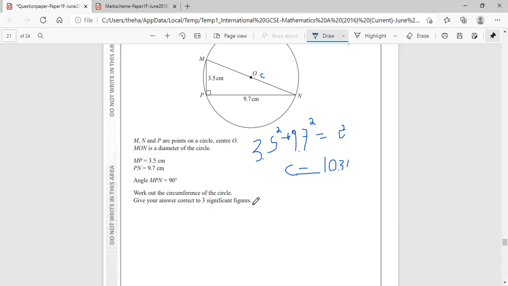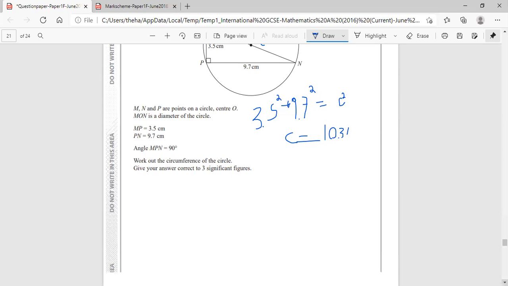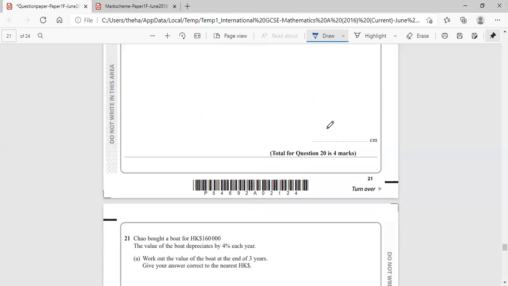So now we need to work out the circumference of the circle. Circumference equals 2 pi r, which also equals pi d for diameter, which is what we've got. So we do pi times this, and that'll give us the answer for the circumference, which is pi times our answer there.